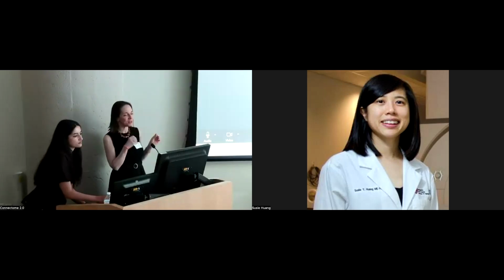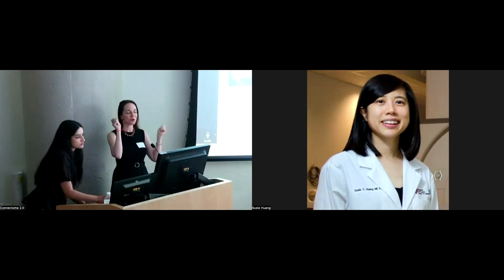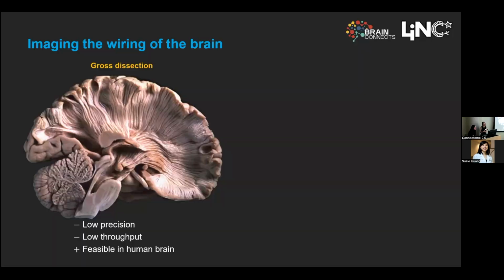It's not possible to follow individual fibers all the way from their origin to their destination. And it's very low throughput. It's very time consuming and labor intensive to do this even for a single brain. And you cannot do this to get a full connectome of the brain, because as you dissect one pathway, you have to destruct all the ones that are crossing with it.